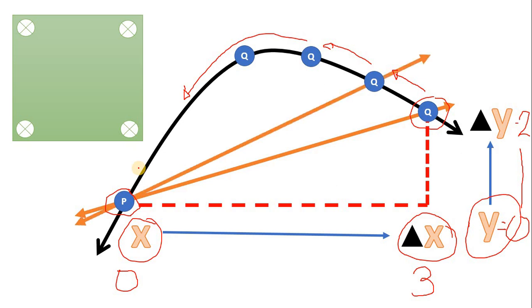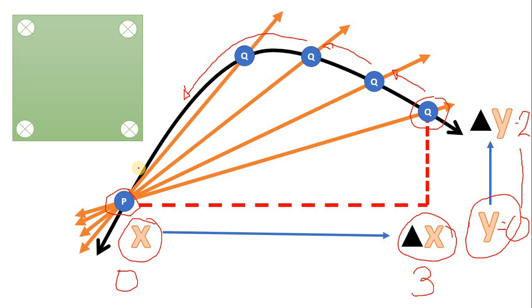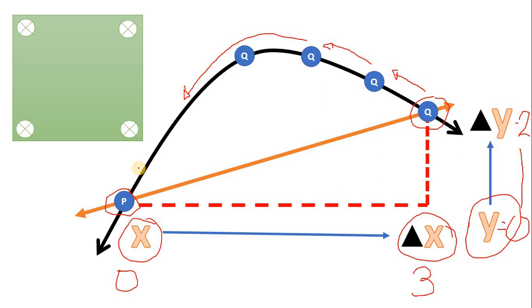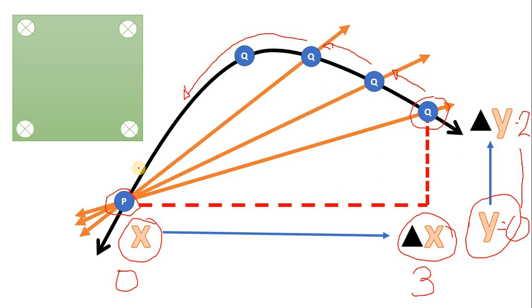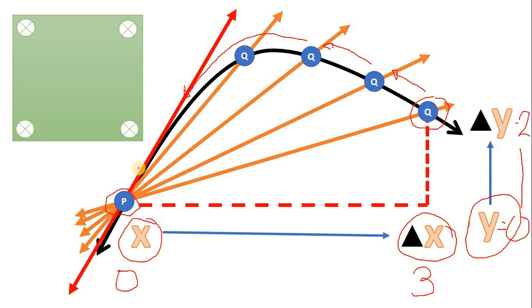My second line moves closer and closer and closer to P. Therefore, if my second line moves closer and closer to P, my second line will become a tangent line. Very good. The second line becomes the tangent line to the curve at the point P. This is how the slope of a tangent line works.